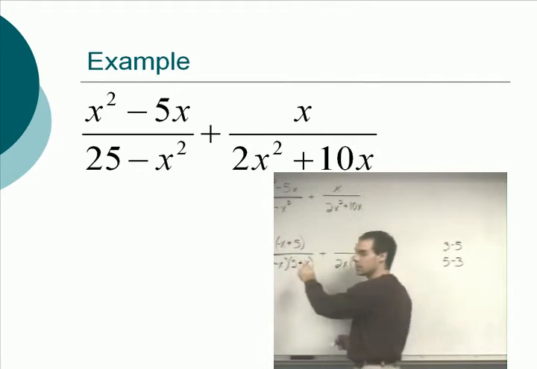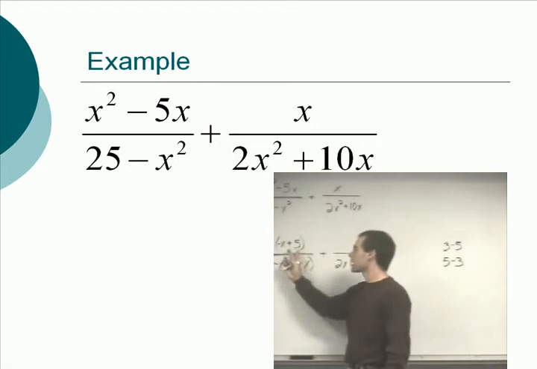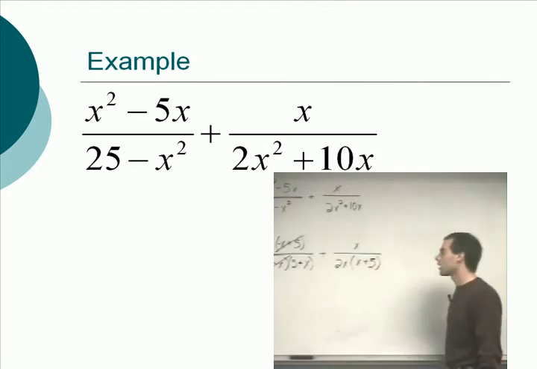That's a common trick to have to do when you're getting common denominators or trying to cancel. It's a very common trick. Your signs will almost match, but they'll be opposite. You factor out a negative 1, and then they match. Well, then, those two are history. They're gone.